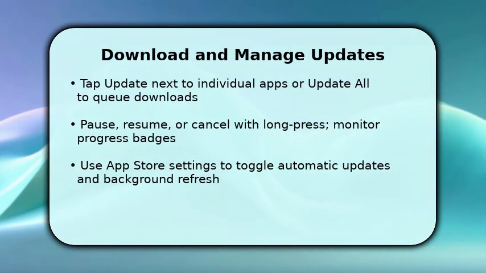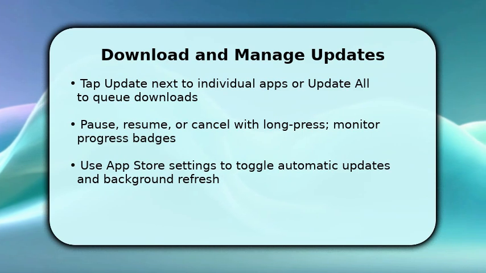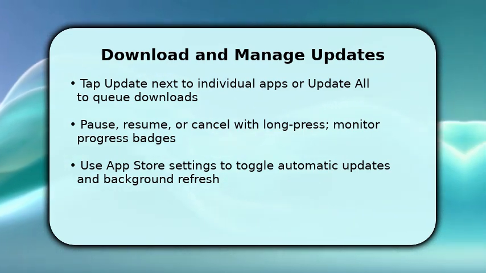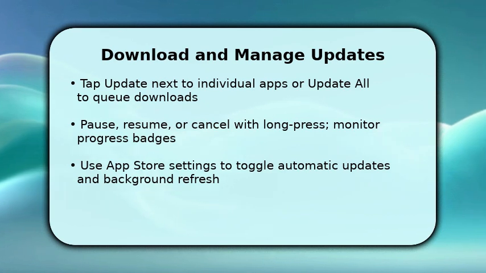You'll now execute updates. Tap Update for each app you want, or press Update all to run them sequentially. If a download stalls, long press the app icon on home to pause or resume. You can also cancel and retry from the App Store. Monitor progress via badges and the account page.